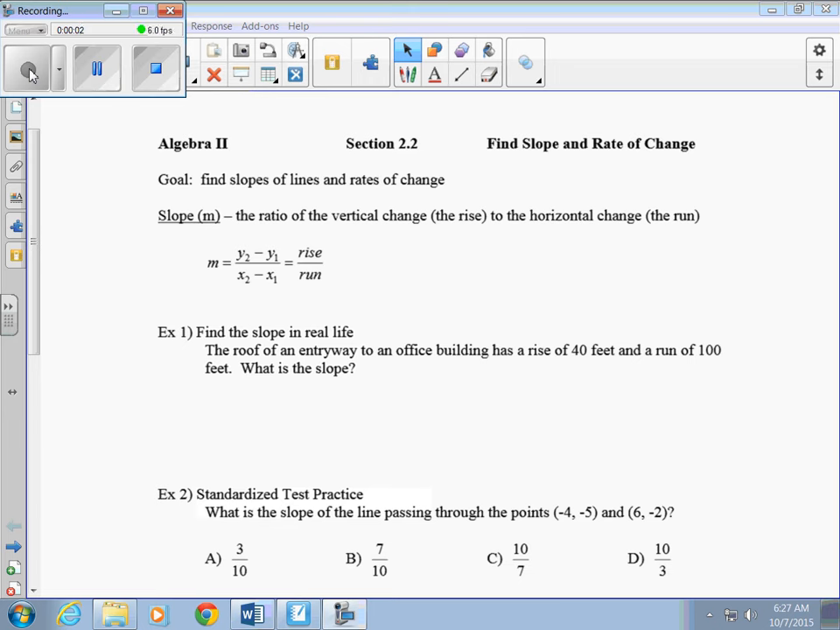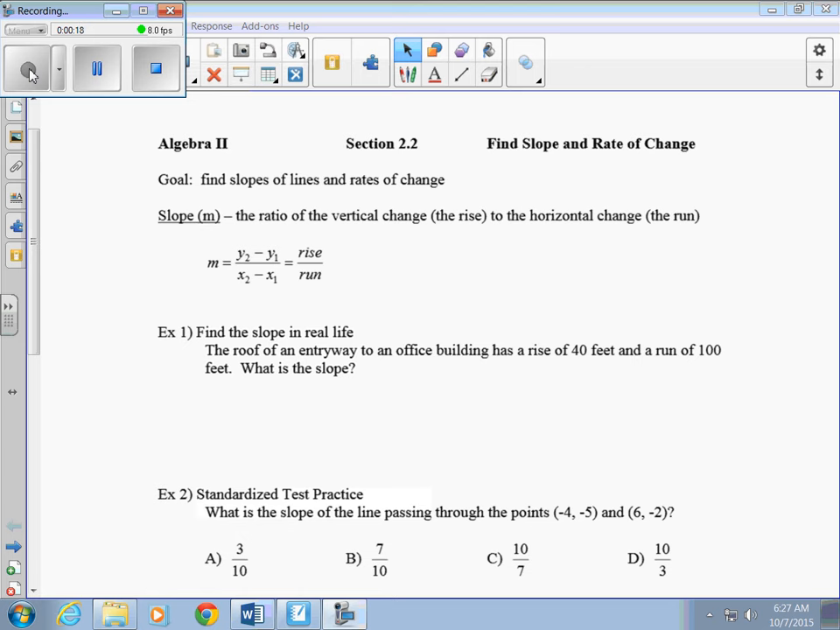Today we're going to be talking about section 2.2, which is on finding slopes and rates of change. And our goal for today is going to be to find the slopes of lines and rates of change. When we talk about rates of change, that's really going to be the slope in a real life situation.